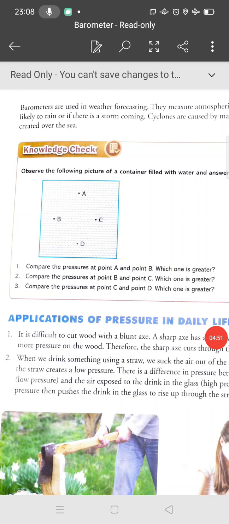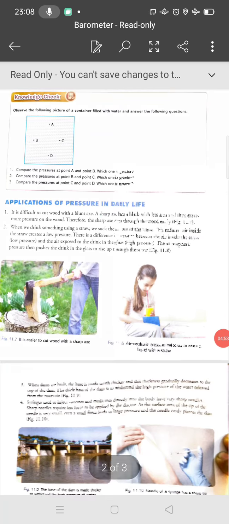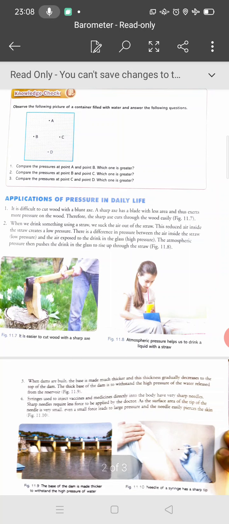Now students, we will discuss the application of pressure in daily life. So you can see there is a picture.